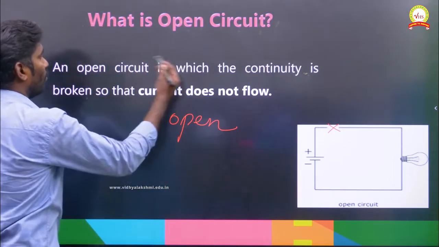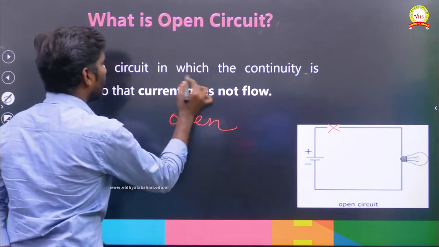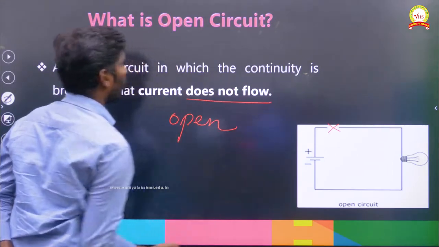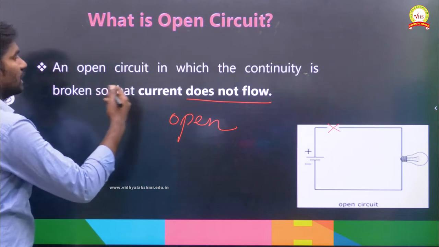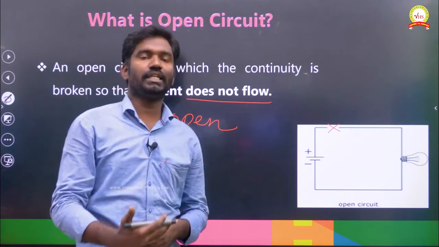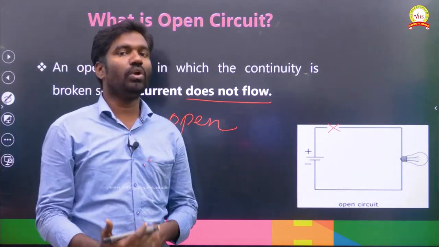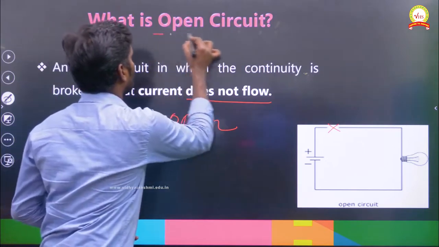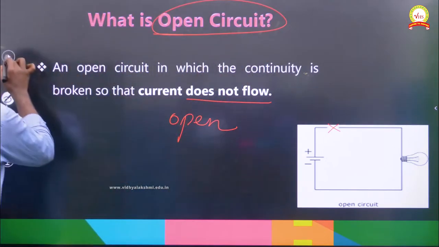Clear? That means when the current does not flow, why is it not flowing? Because there is some interruption, or else you can say that the continuity is not there. Then those types of circuit will be called the open circuit.